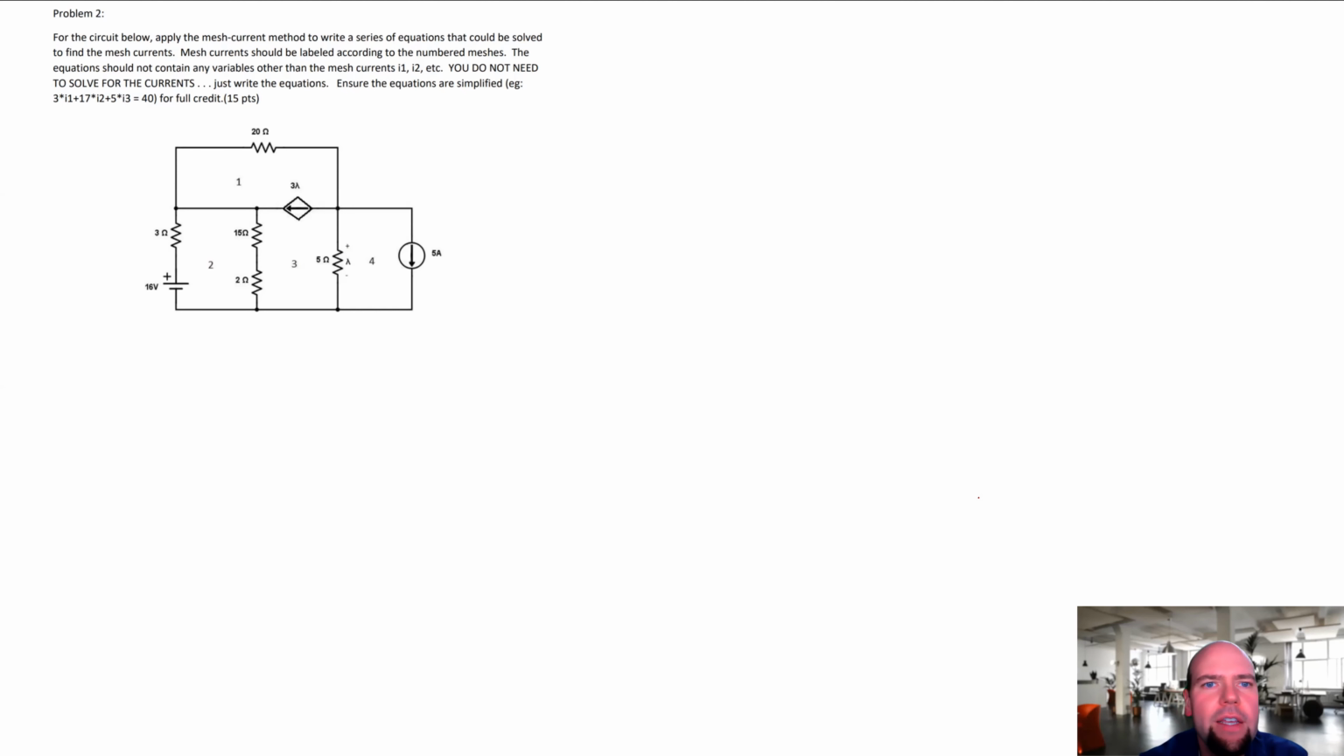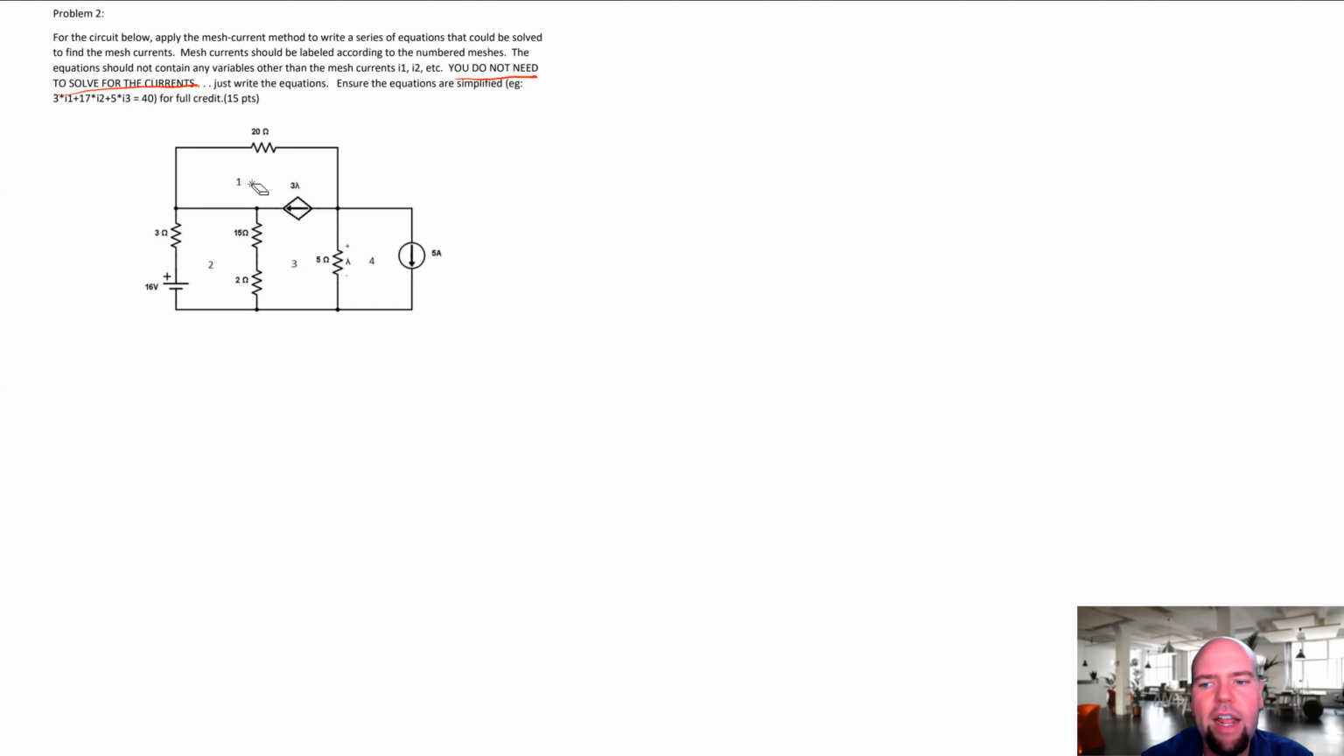So in this case, the problem is saying you do not need to solve for the current. So basically it's wanting you to write the mesh equations, and the meshes are labeled 1, 2, 3, 4, etc. And it just wants you to write the equations.